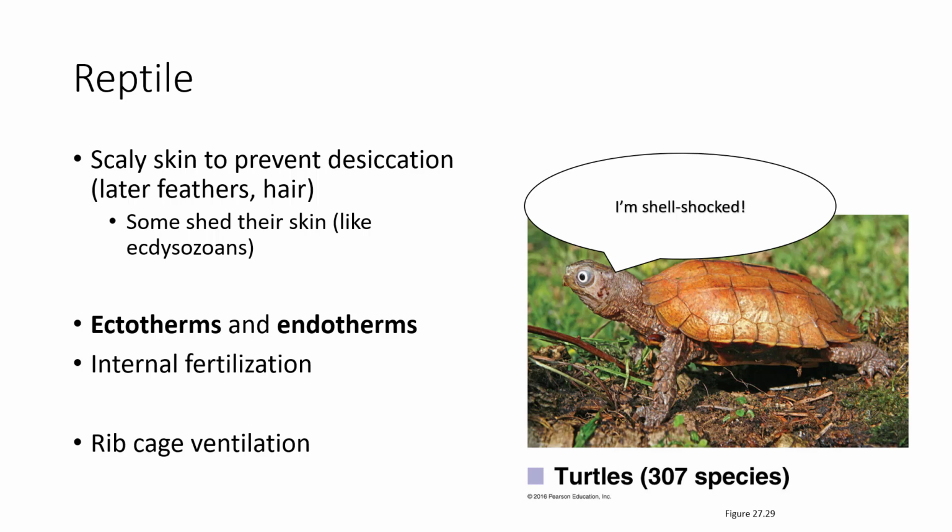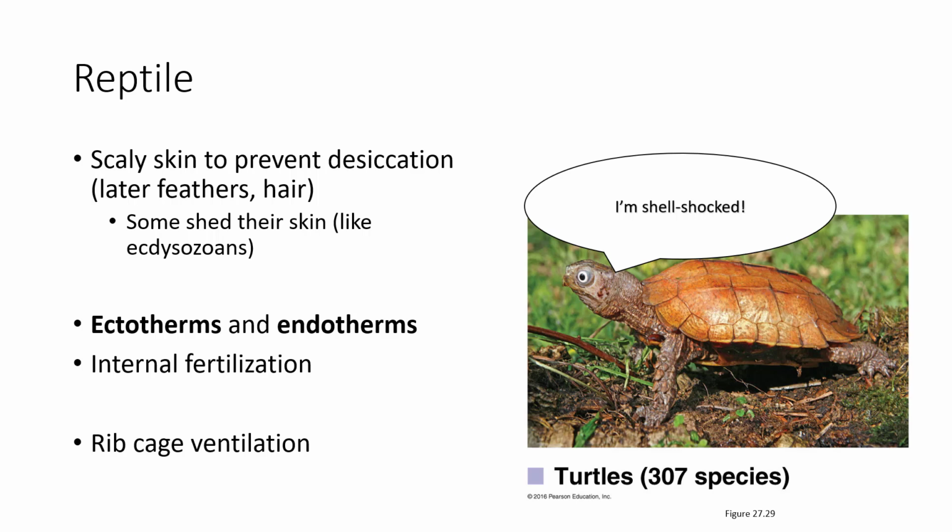Later, things that were developed from the reptiles would have feathers and hair to prevent drying out. Some reptiles shed their skin. Remember, the ecdysozoans would grow to a certain size, then they would shed their outer skin and develop a new skin. Same is true with the reptiles. Reptiles have both ectotherms and endotherms. And you may be thinking, wait, aren't all reptiles cold-blooded? Remember that the clade reptiles includes things that have evolved from them later on, like mammals and birds.